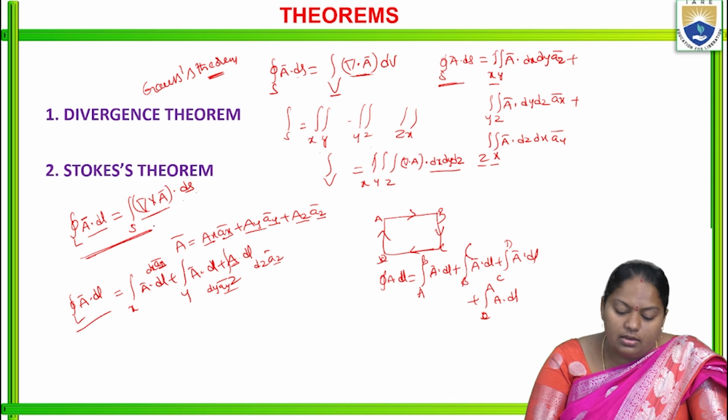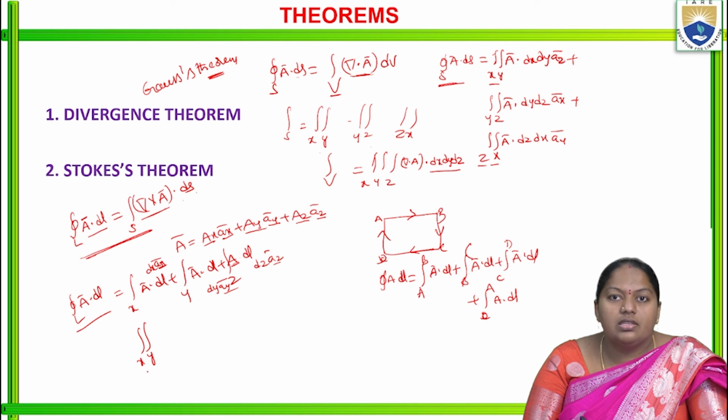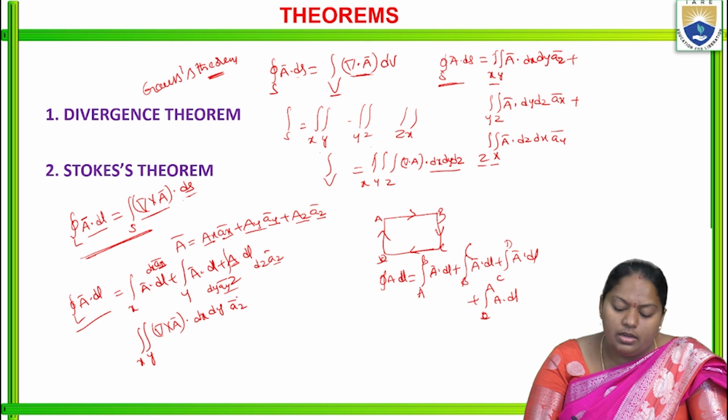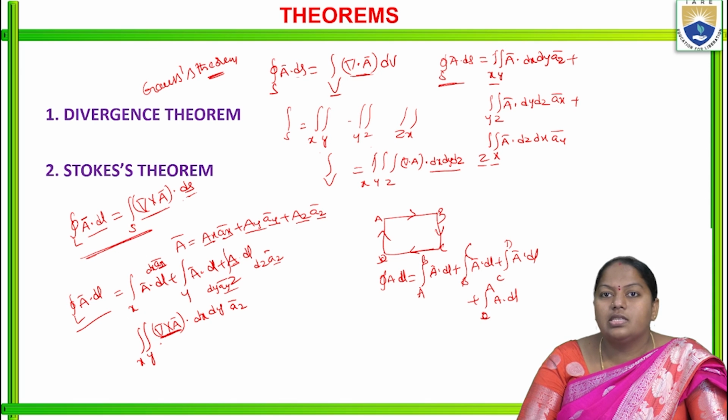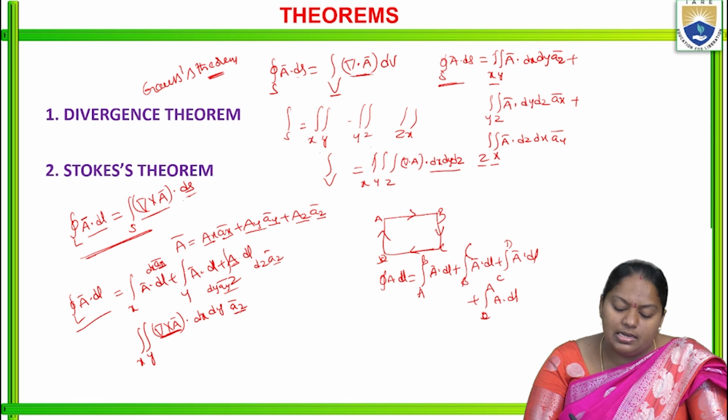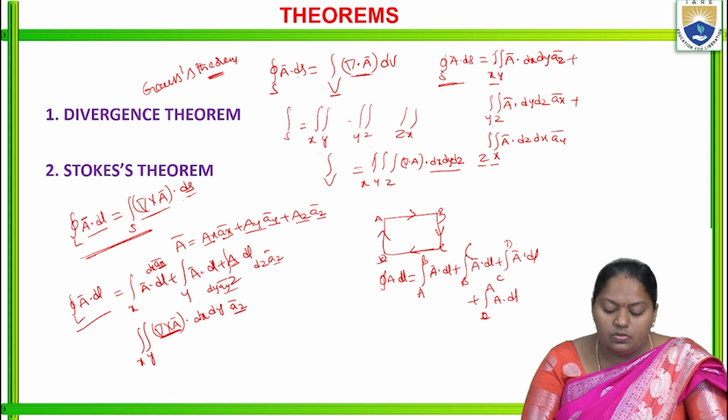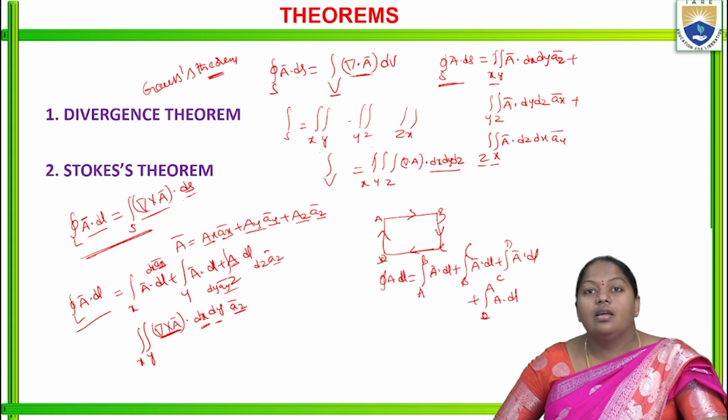And the next one is del cross A ds. To write the formula here, for the integral over S, suppose we consider the xy plane, then with del cross A bar, the ds formula is to be considered as dx dy into az. Whatever the z component is obtained after finding this del cross A, that needs to be multiplied with az, and then it becomes a constant. After that we have to integrate with respect to x and y.